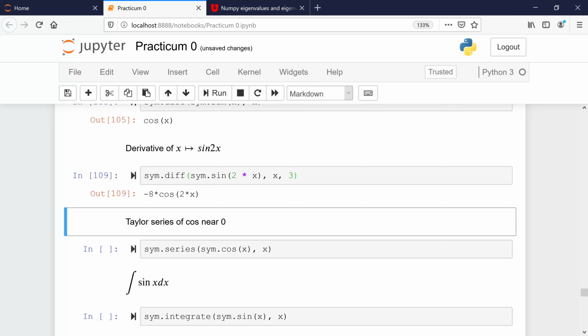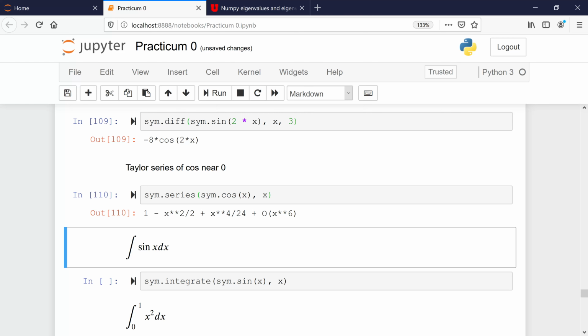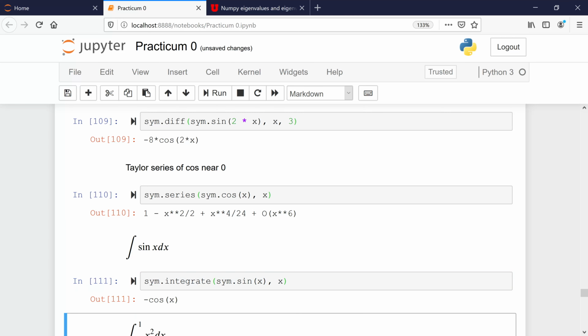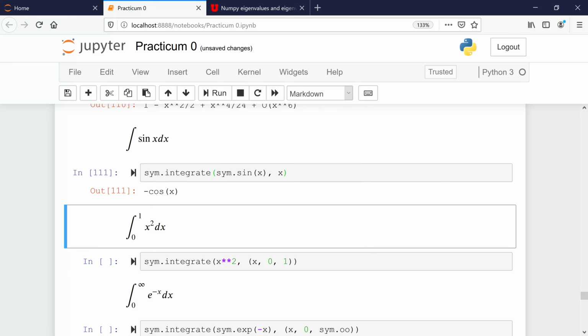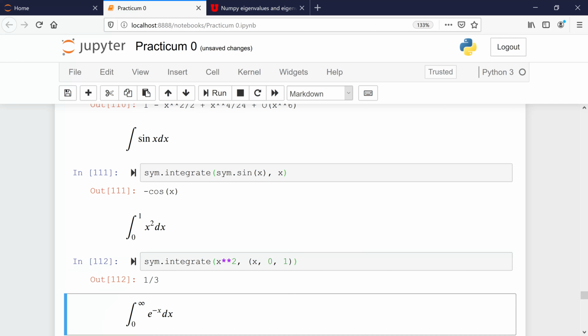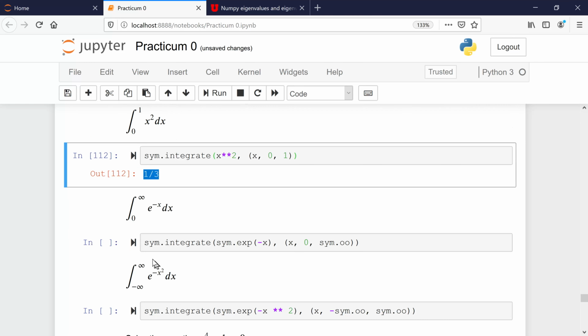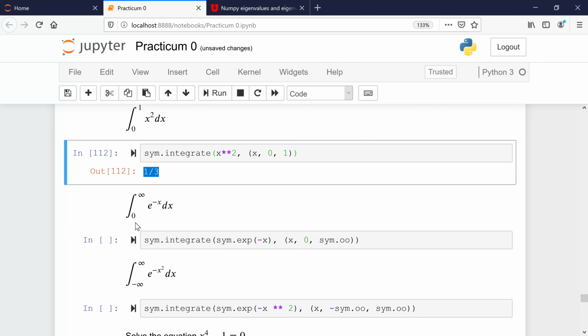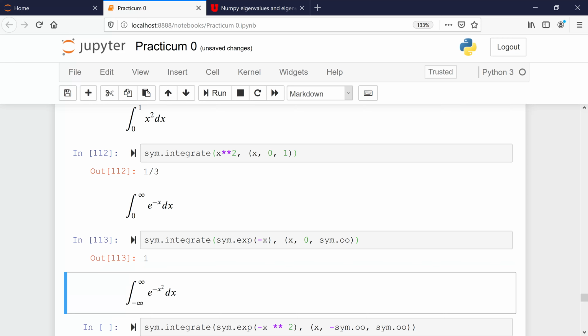We can compute the Taylor series of cosine. We can find the antiderivative of some functions. The integral of sine is minus cosine. The integral of x squared between 0 and 1 is exactly 1/3. It's an exact computation. And so on. You have so many examples. These are definite integrals. From 0 to infinity of e to the minus x should get what? You should get 1. Yes.